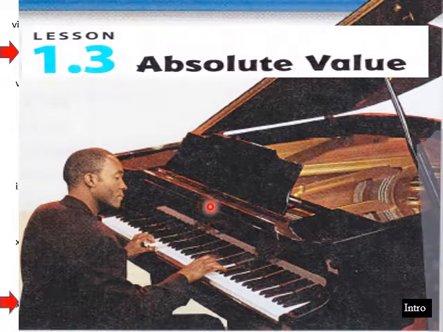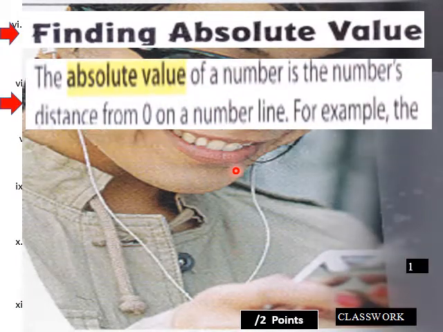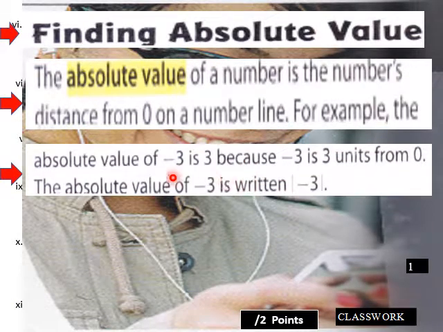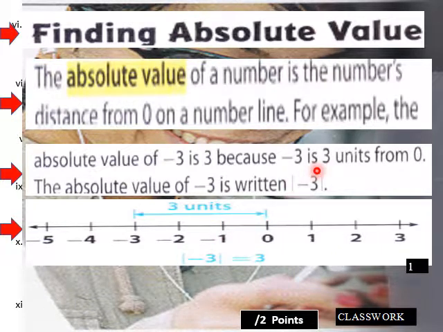And today, for absolute value, how do you find and use absolute value? And for the activity in this lesson, finding absolute value. Page 1 in this classwork sheet, students, so take your notes. The absolute value of a number is the number's distance from 0 on a number line. For example, the absolute value of -3 is 3 because -3 is 3 units from 0. It's written with brackets: a bracket here and a bracket here, with -3 inside the absolute value brackets. So we're 3 units away from the origin, and the absolute value of -3 would be 3.